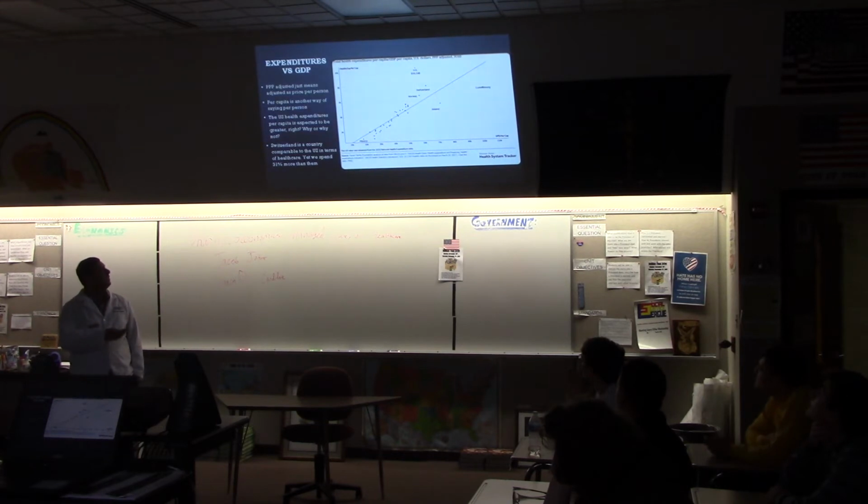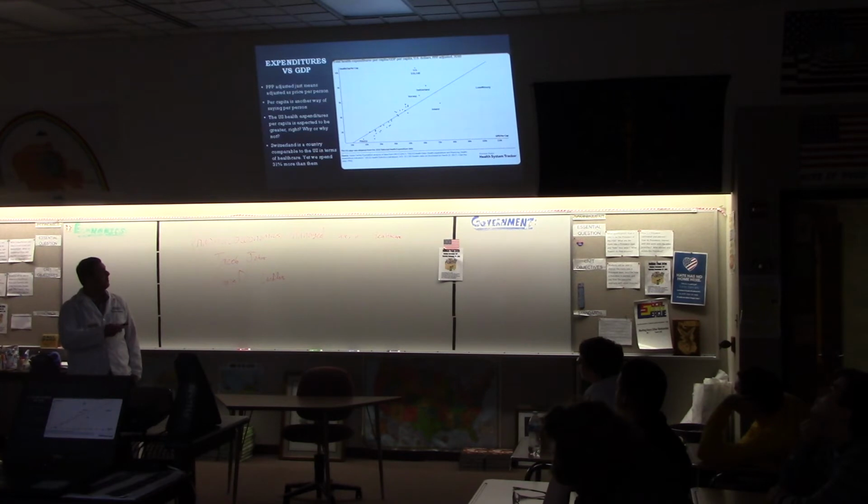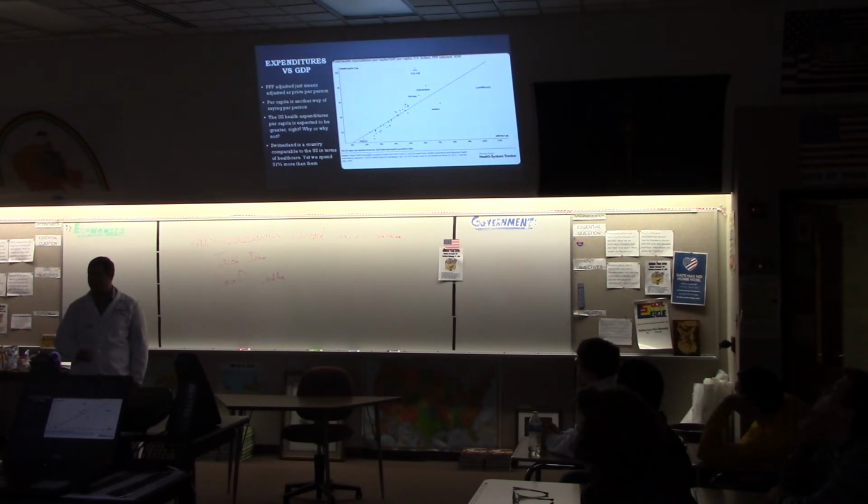Expenditures versus GDP. So the PPP in here, Mr. Nelson, what was the correction I told you earlier? PPP, purchasing power parity. There we go. I incorrectly assumed price per person. That's just a common thing that I see in literature. But when we're talking about economics, they're talking about the purchasing power parity to compare countries. So per capita, just another way of saying per person. US health expenditures per capita is expected to be greater. Do you guys think it should be? Do you think we allocate enough funds, more than enough?